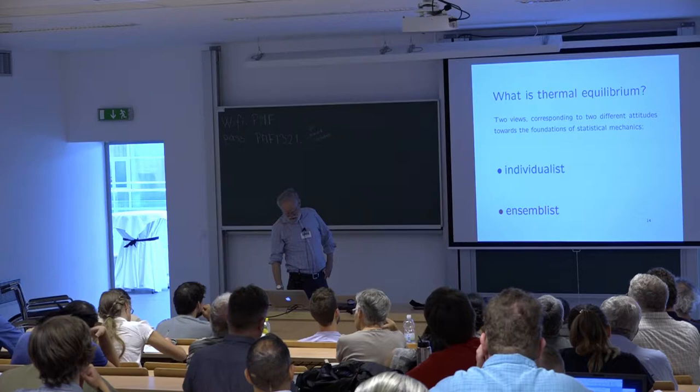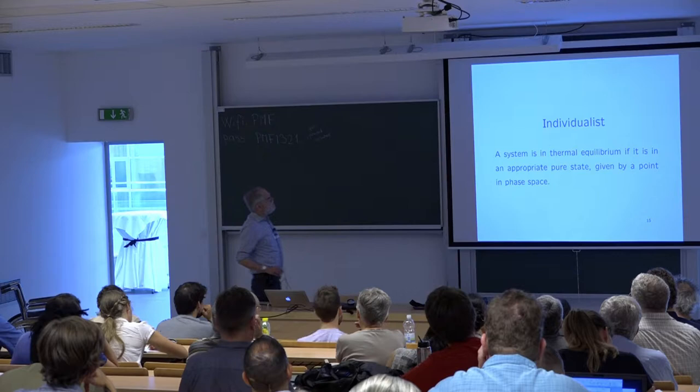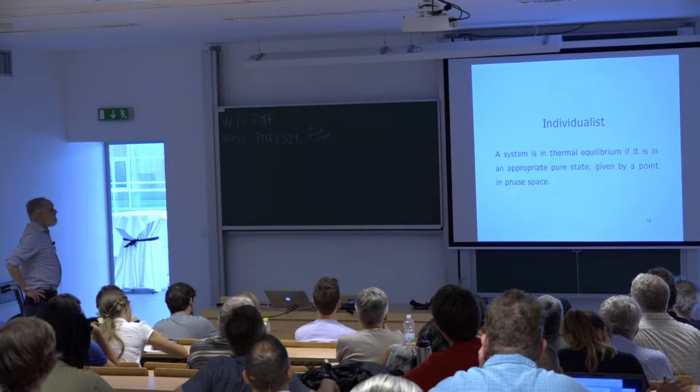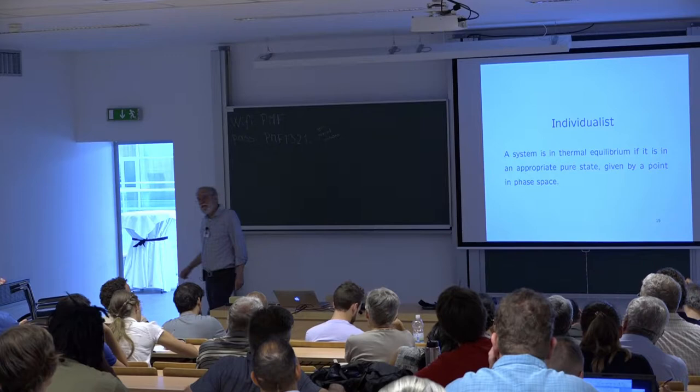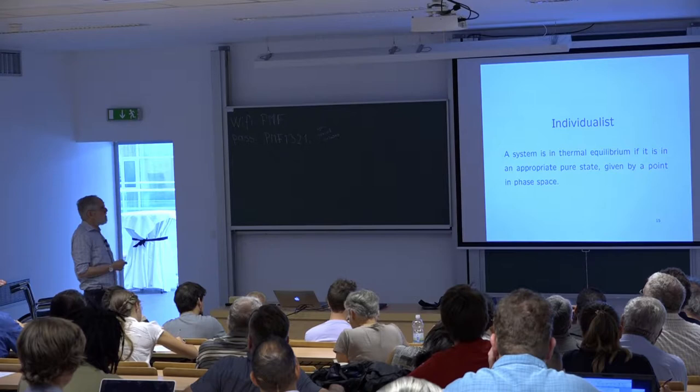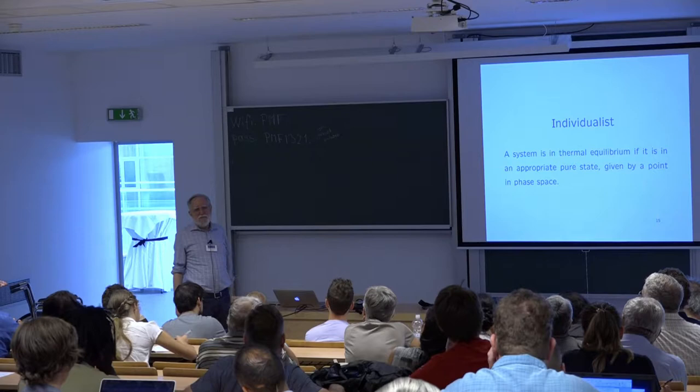According to the individualist, a system is in thermal equilibrium if it is in an appropriate pure state given by a point in phase space. In the individualist approach, the main focus is on individual systems described by some phase point, the complete description of that system. If the phase point has the right properties, the system is in equilibrium. Otherwise, it's not. That seems rather straightforward.